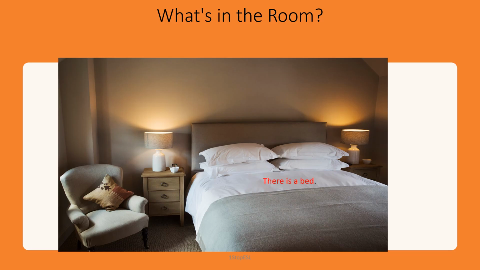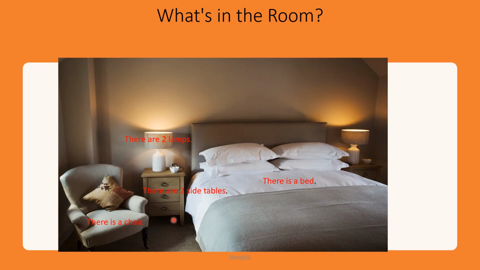Okay, there is a bed. Did you have that one? Good. There is a bed. There are 2 lamps. One here and one here. Oh, there is a chair. There are two side tables. Here is a side table and there is another side table. Sometimes they are called bedside tables, okay?